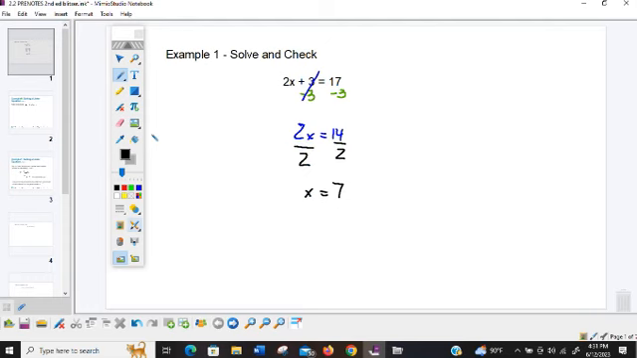Now, if you take the 7, because we're going to try the check part, take the 7 and plug it back into the original equation, it should make it true. So if I do 2 times 7, since we said that x was 7, plus 3, I should get 17. That's 14. 2 times 7 is 14, plus 3 is equal to 17. So it does check, and we know it works. You can check your answers on this one.